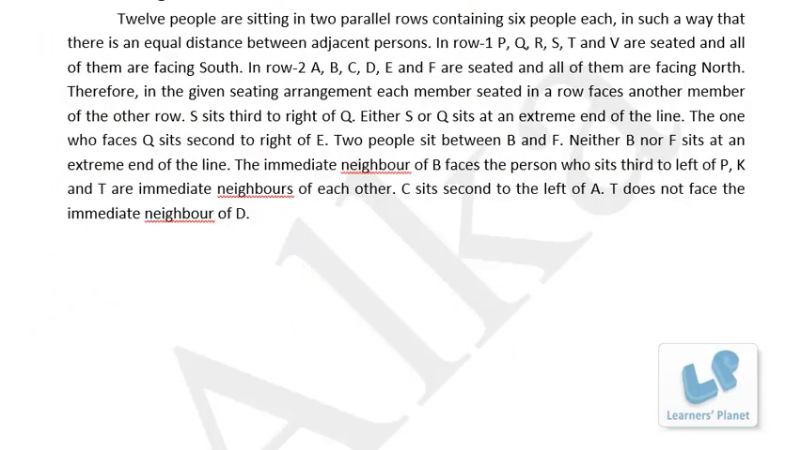12 people are sitting in 2 parallel rows containing 6 people each in such a way that there is an equal distance between adjacent persons. In row 1, P, Q, R, S, T, V are seated and all of them are facing south. Okay, so south, so this side be right and this must be left. And for north, this is right, this is left. A, B, C, D, E and F are seated and all of them are facing north.